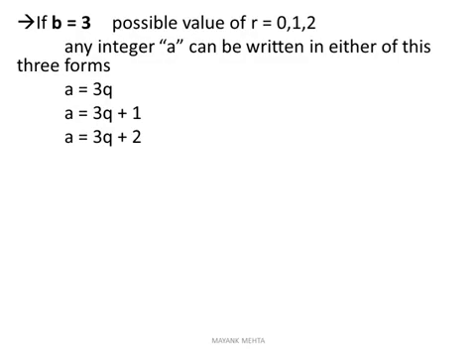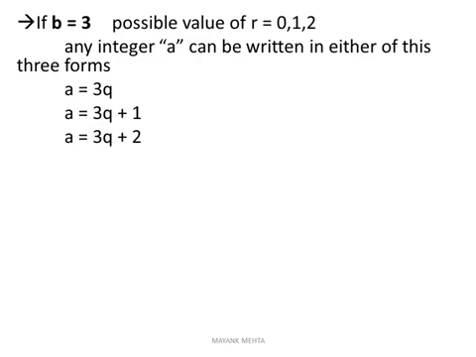Let us take 20. So 20 is equal to 3 times 6, 18, plus 2. That means it is 3q plus 2 form. Let us take 21. So it is 3 times 7, 21 directly. That means it is 3q type of form. Let us take 25. So it is 3 times 8, 24, plus 1. So it is 3q plus 1 form. So any number can be written either in the form of 3q or 3q plus 1 or 3q plus 2.